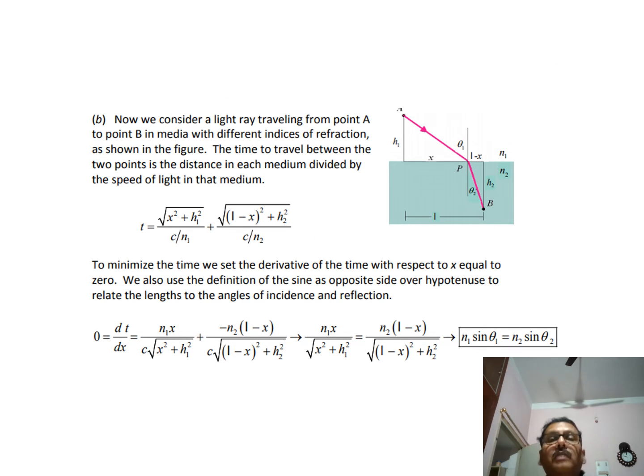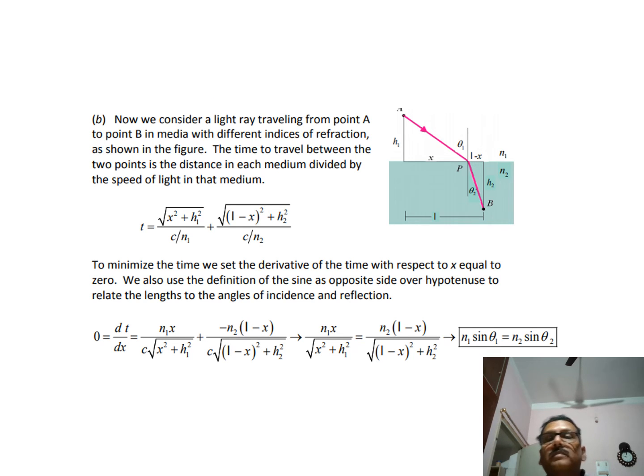To derive the laws of refraction, we consider this figure in which a light ray travels from point A to point B after refraction through a plane surface. The time to travel between the 2 points is the distance in each medium divided by the speed of light in that medium.